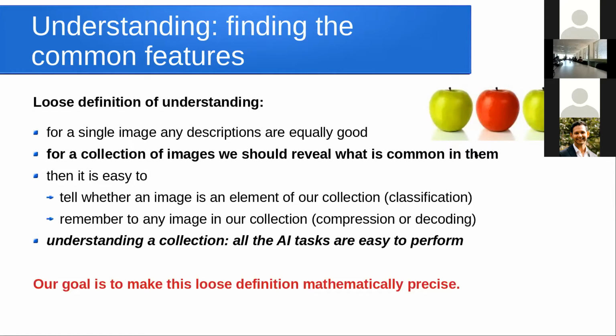If we know what is common in the pictures, then it is easy to tell that an image is an element of our collection. For example, if we collect cat images, then a dog image is clearly not an element of our collection. And also we can remember any image in our collection because we just assign a number to each image in our collection, and this number is much, much less than the number of all of the images, and so on. So somehow we have to approach this notion, that we should reveal what is common in them, in mathematical language. And actually, this is what a classifier or an artificial intelligence does, although we may not be aware of that.